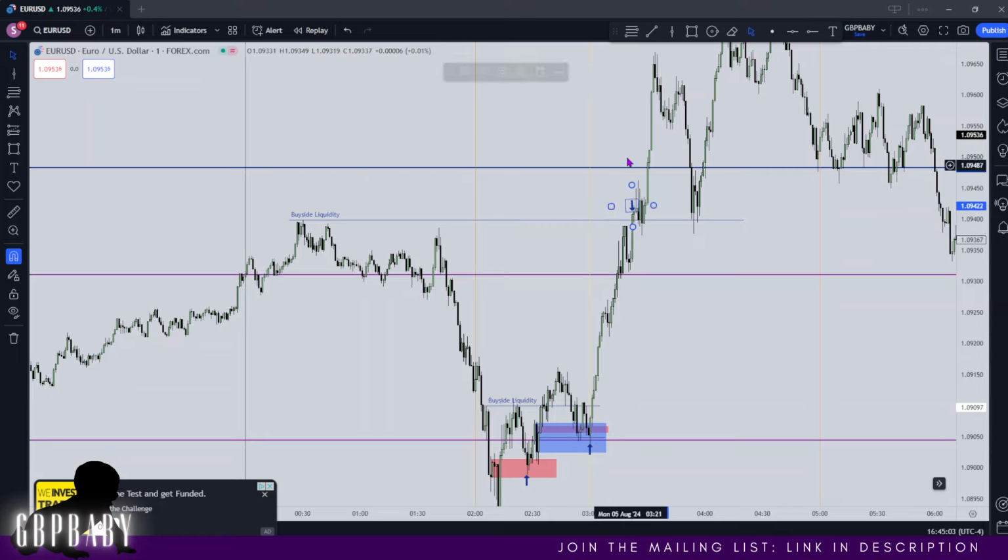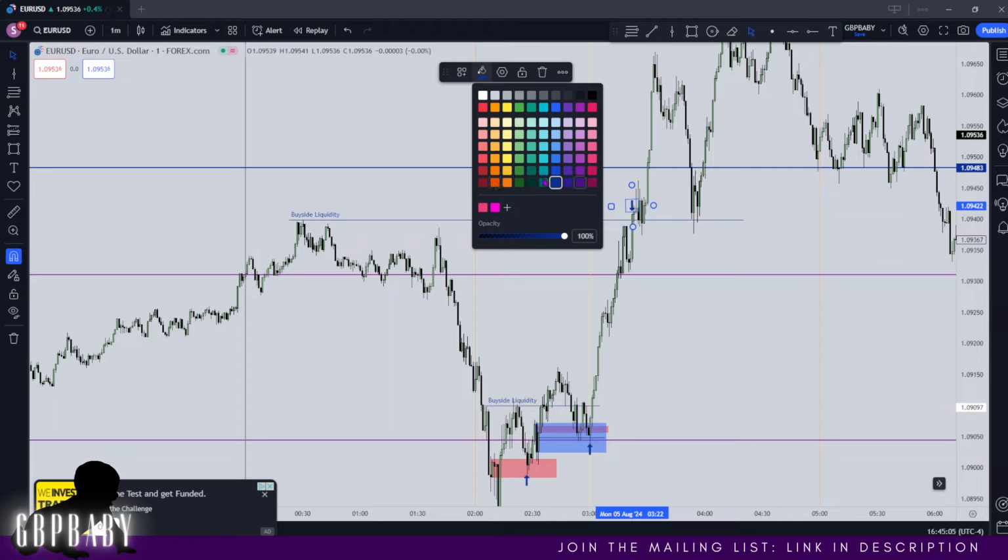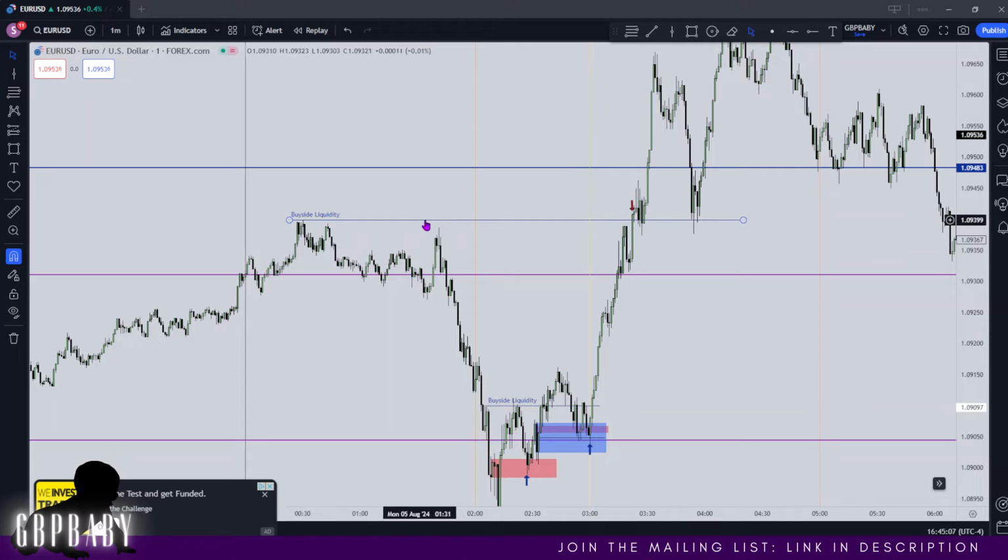Obviously hindsight's a beautiful thing, but generally speaking, I'd be looking at these relative equal highs to be where price wants to draw towards, and that's what we see happen.